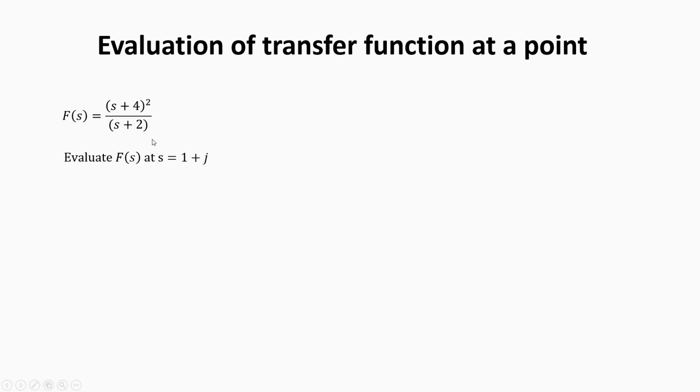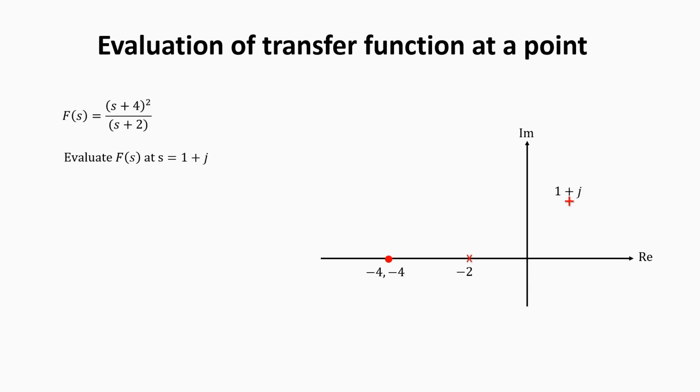Similarly, we can ask what is the evaluation of this transfer function at the point 1 plus j. One way is that you just plug in the value of 1 plus j and it is done, but we will try to do it pictorially. In this case there are two zeros at minus 4, and there is a pole at minus 2, and we want to evaluate this transfer function at this point.